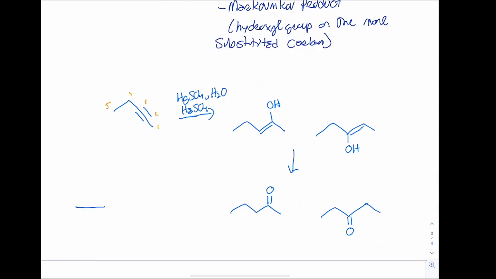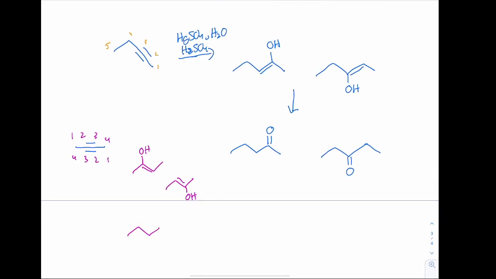If it was symmetrical, if I did this, right, 1, 2, and maybe make it big enough so you can see 1, 2, 3, 4, right? If I number from that direction, or if I number from this direction, 1, 2, 3, 4, it's the same thing. So whether I put my hydroxyl group here or I put my hydroxyl group here, it's not any different. Those are the same. So in both cases, I'm going to end up with a ketone on carbon 2, right?